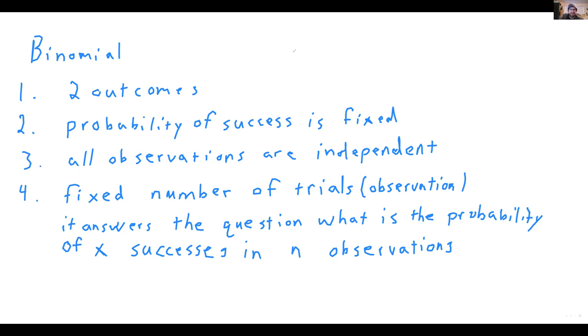The probability of success must be fixed for it to be binomial. Every observation must have equal probability. All observations are independent. They must not be changed by any other observation. And a fixed number of trials or observations is required. Functionally, this is answering the question, what is the probability of X successes in N observations? That is binomial. So we're going to talk about what a binomial distribution is.